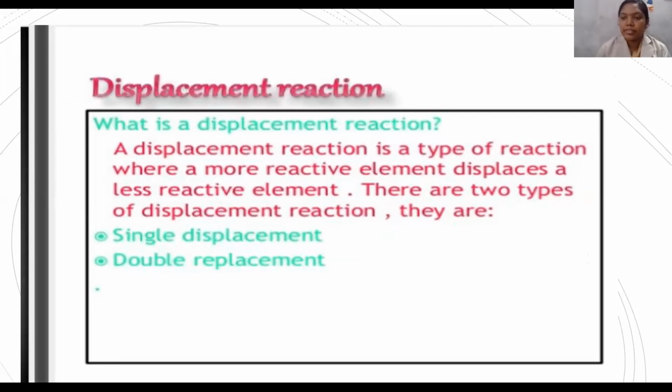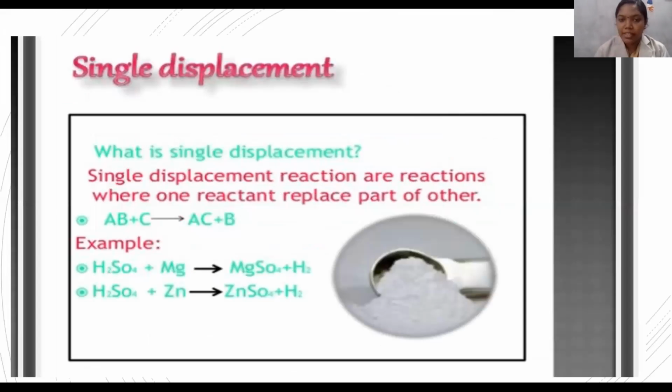First, we are going to discuss single displacement reactions. Single displacement reactions are reactions where one reactant replaces part of the other. For example, AB plus C gives AC plus B. Here, C displaces B and C acquires the position of B. Then we get the product AC plus B.